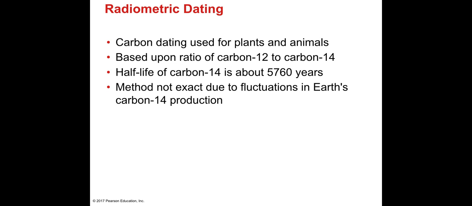Radiometric dating. It's a form of carbon dating used for plants and animals. We use this method to estimate the age of plant or animal remains. Let's say we're digging the ground and we realize that there's a skeleton, maybe of an animal. We can use this method to estimate how old it is, how many years back that animal existed. So it's very important. The method is not exact due to fluctuation in Earth's carbon-14 production.